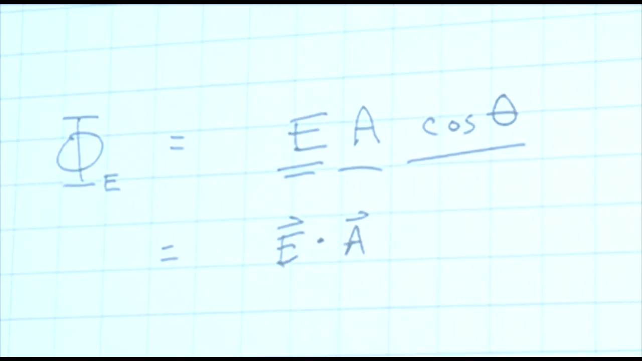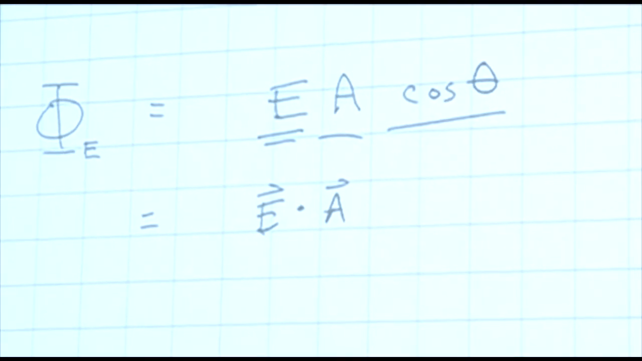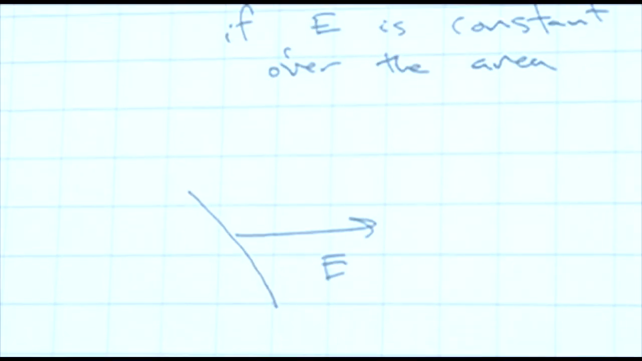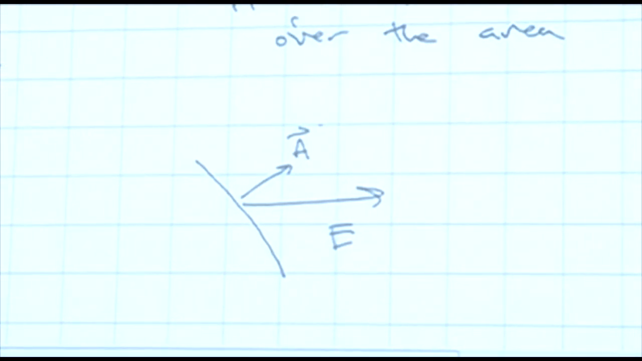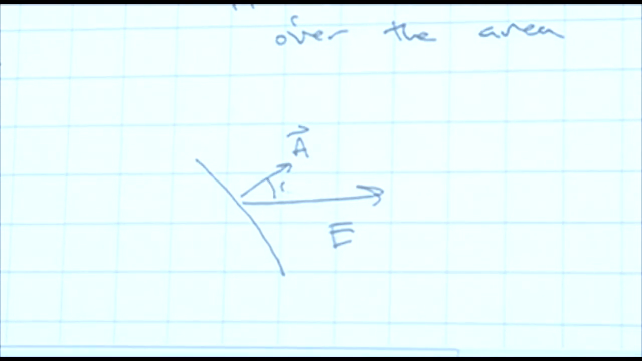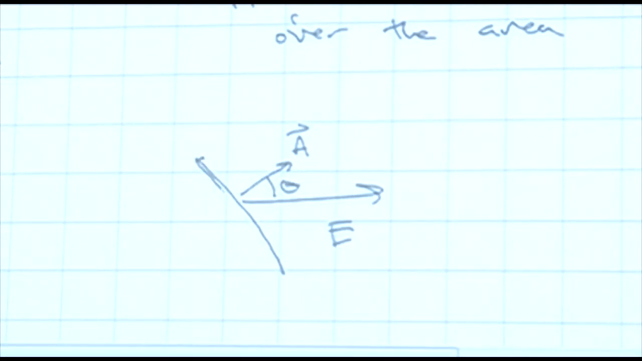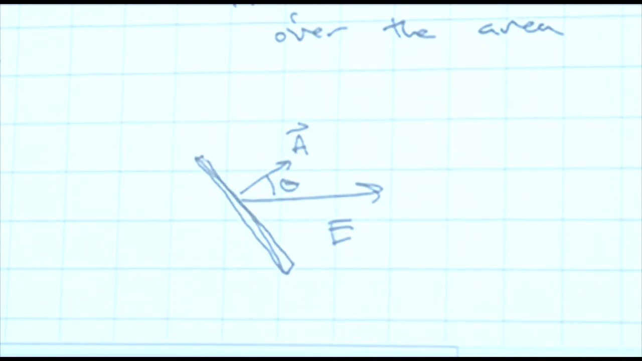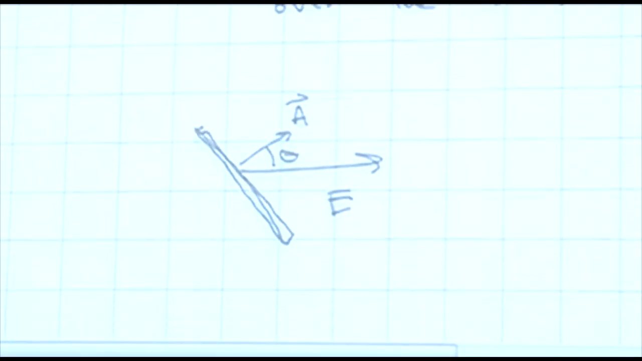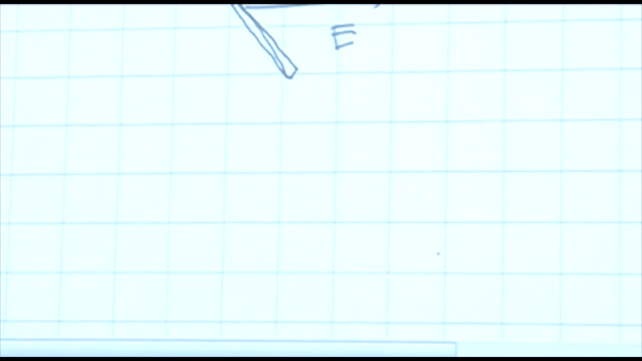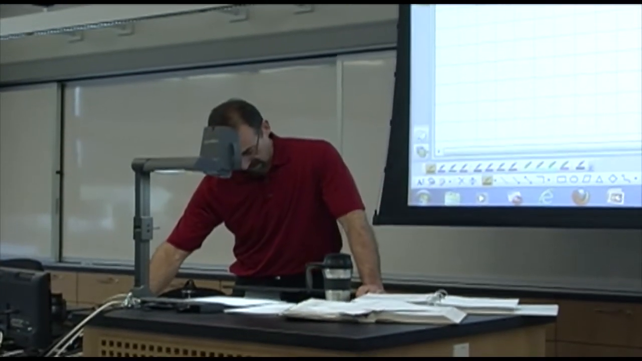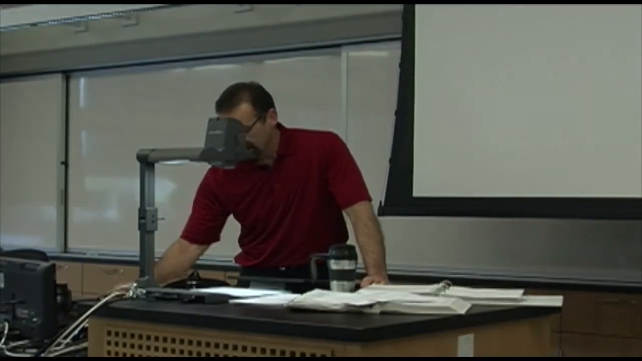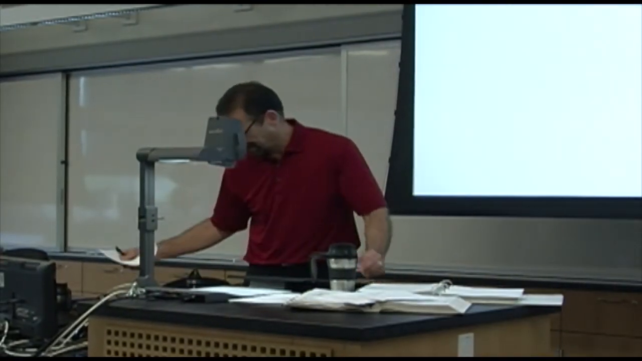And so my electric field points one direction, and if my surface is at an angle, then the area vector, which points in the direction of the normal to the surface, and theta is the angle between them. And that's my surface, right? Lines now.